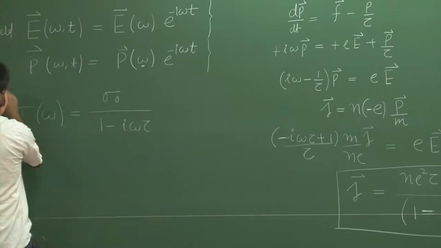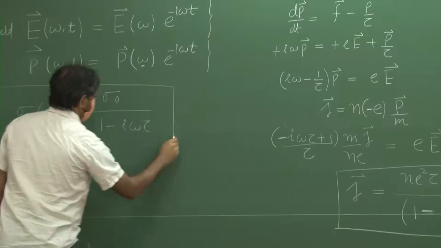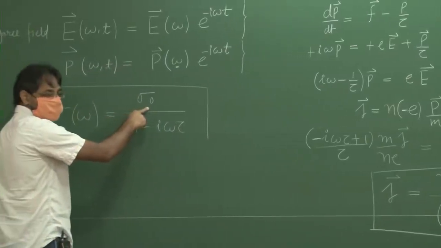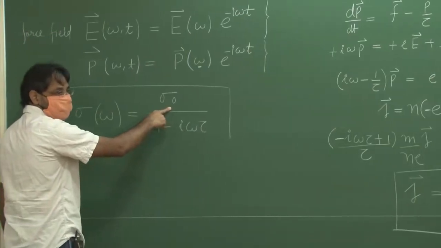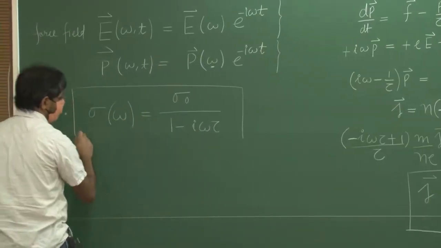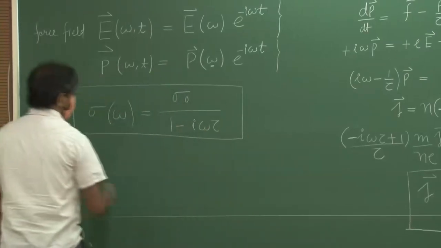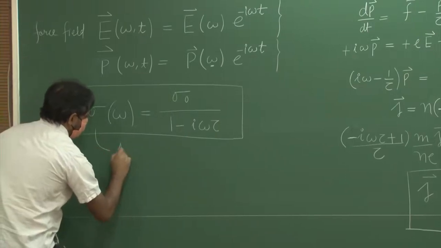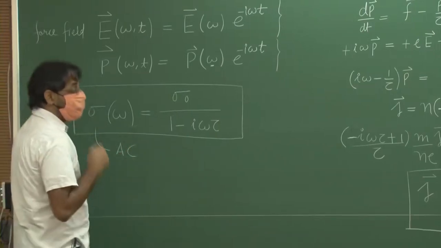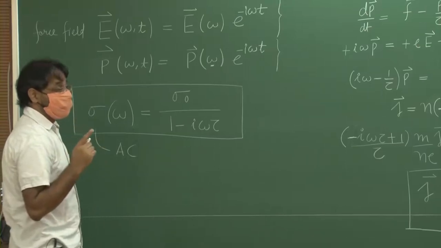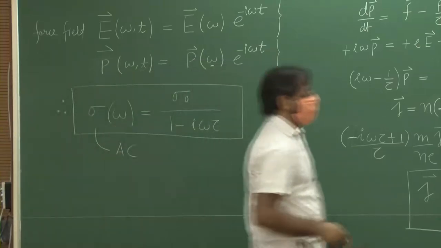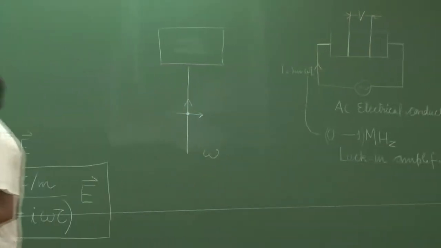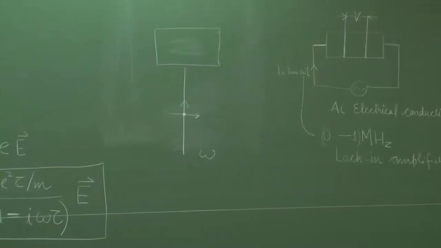This is the expression for sigma. And you can see that if you put omega equal to 0, you get sigma equal to sigma naught, which is the DC electrical conductivity, which is what you should get. It's fairly clear. So this quantity that we have now derived is called AC conductivity, not AC electrical conductivity, because we have not made an electrical circuit. This is just the AC conductivity, AC optical conductivity rather.